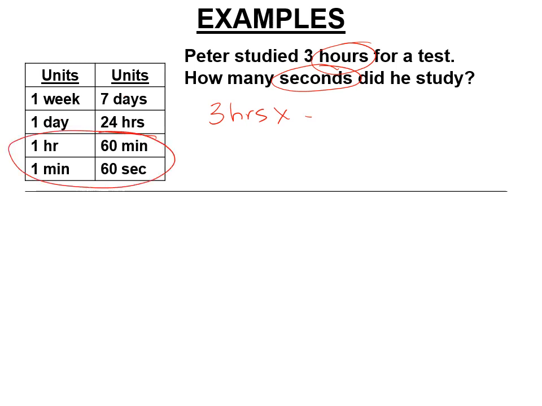So 3 hours. So we're going to put 1 hour down here equals 60 minutes. That will get hours into minutes. Then we got to turn the minutes into seconds. So then we have 1 minute equals 60 seconds. All right, so we're going to be multiplying, right? So 3 times 60 is 180.